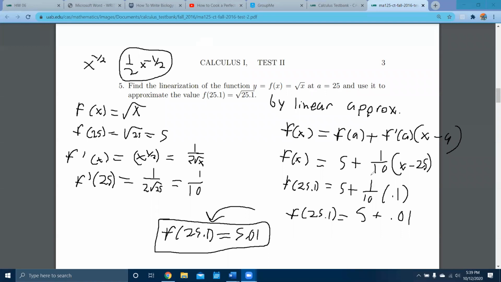All right, so like I said, sorry about that. It is addition, it's not subtraction. I accidentally copied it down wrong.